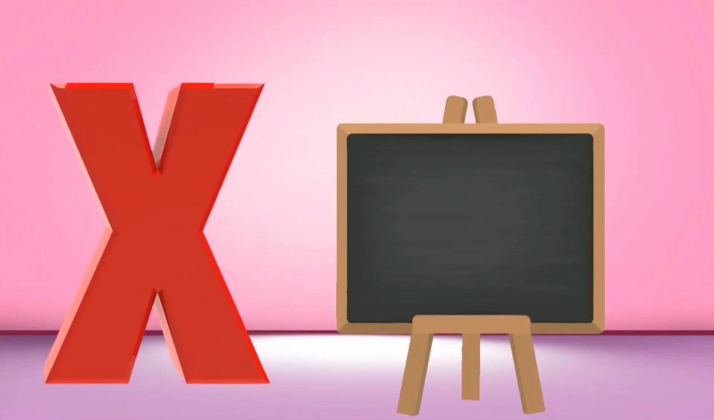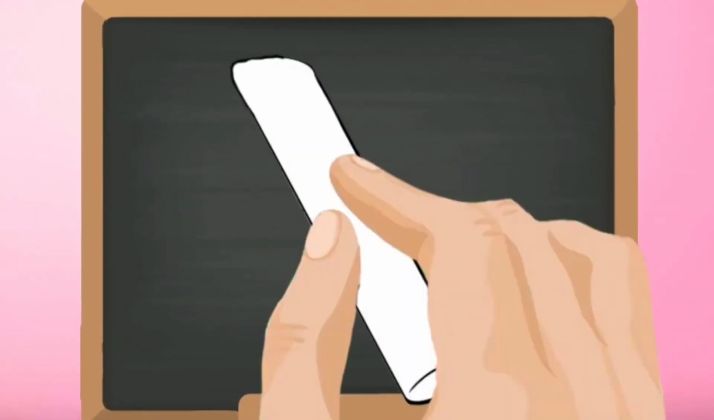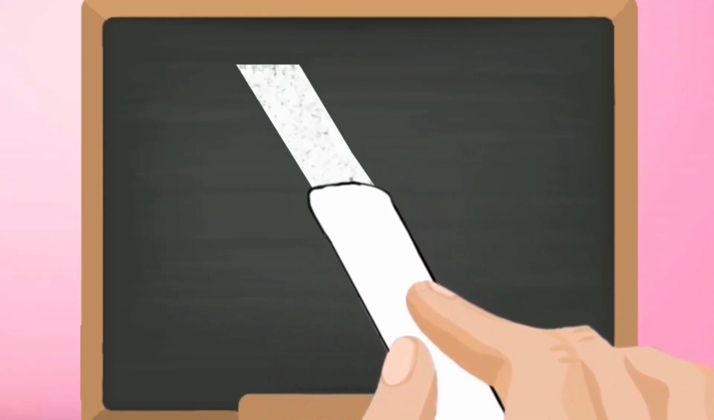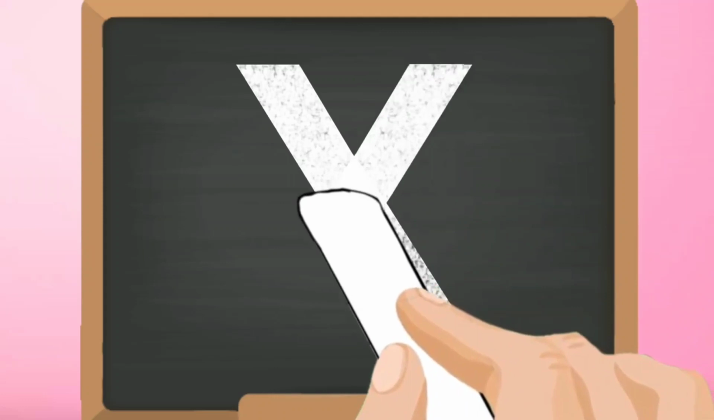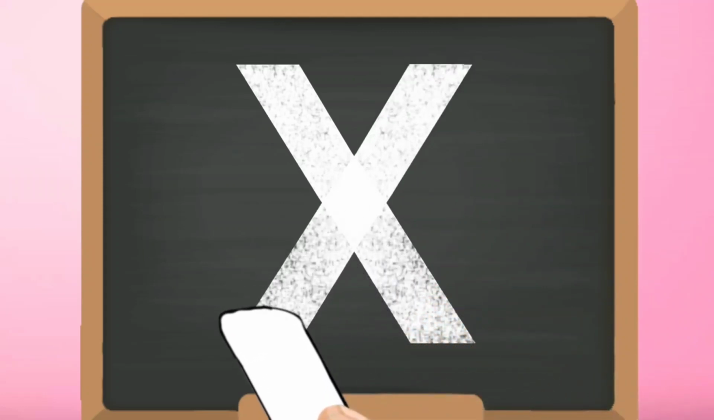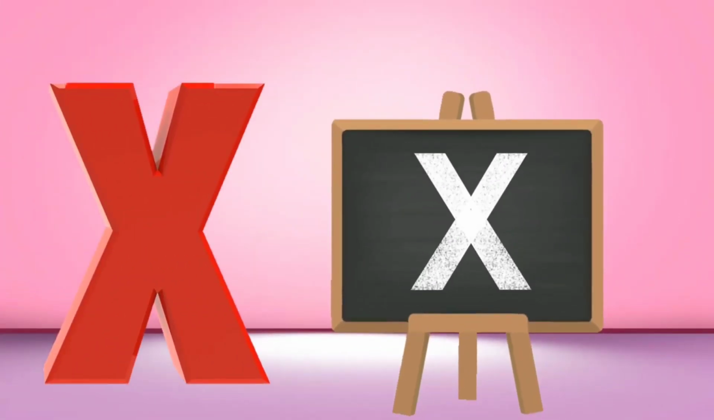X. Capital X. Starting from the top, draw a slanting line down towards the right and then go to the top and draw a slanting line towards the left, cutting the first line in the middle. Capital X.